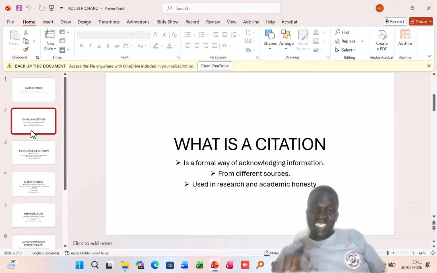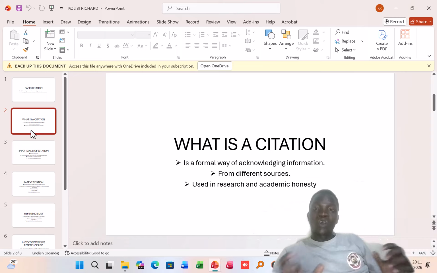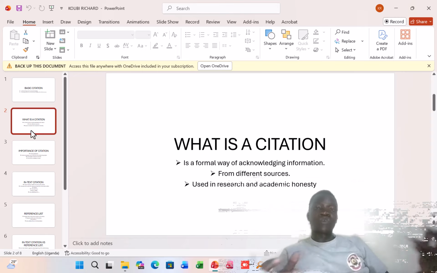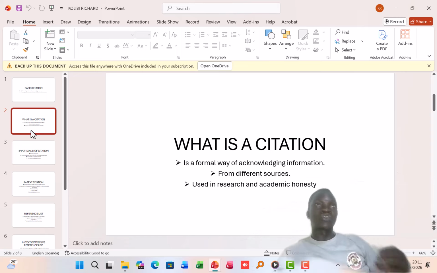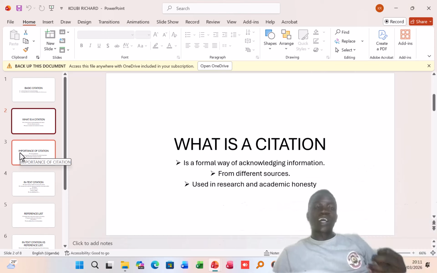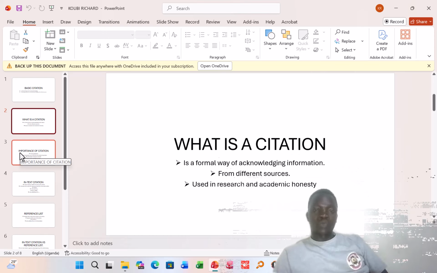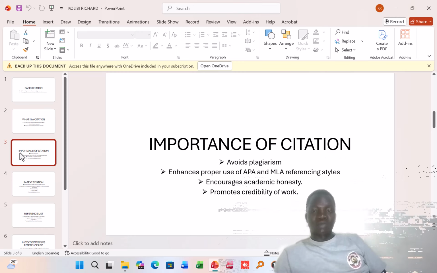So what is a citation? A citation is a formal way of acknowledging information from different sources used in research and academic honesty. So it's just a formal way of acknowledging information from various sources. How do you acknowledge? You put in proper citations by naming the authors who have written those books. There are some importance of citation that you need to know. The first one is avoiding plagiarism.